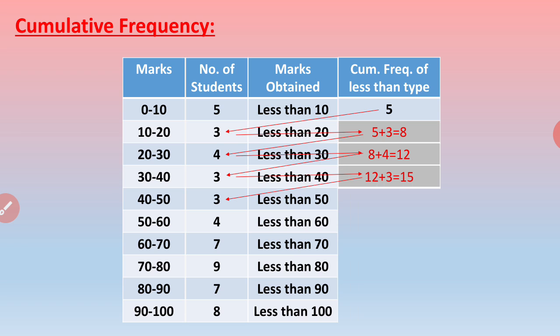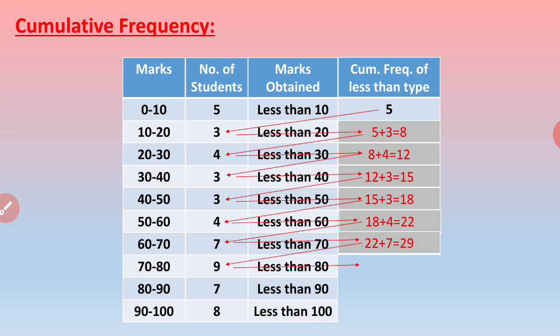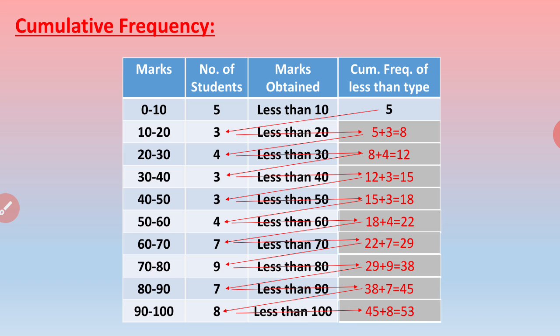This is how we proceed to find out the total value. So 15 plus 3, 18, 18 plus 4, 22, 22 plus 7, 29, 29 plus 9, 38, 38 plus 7, 45, and finally it is 45 plus 8, that is 53. Here the total frequency is 53. This is the method of getting the cumulative frequency of less than type. Here you will always start adding from the top.